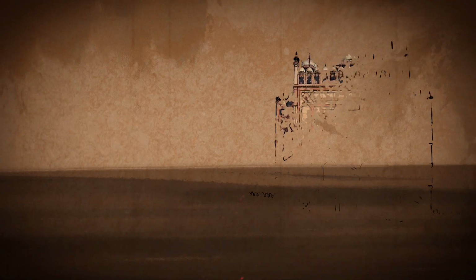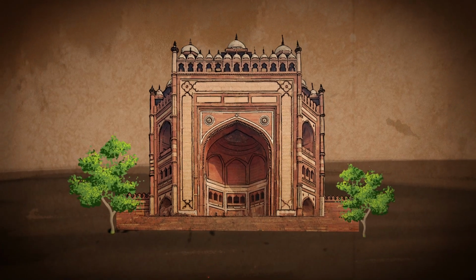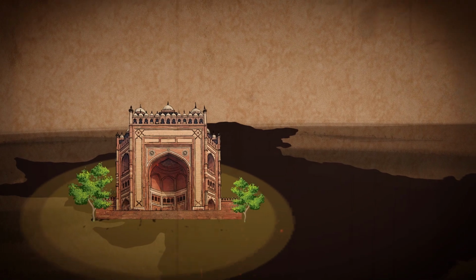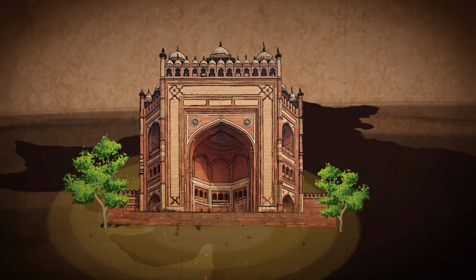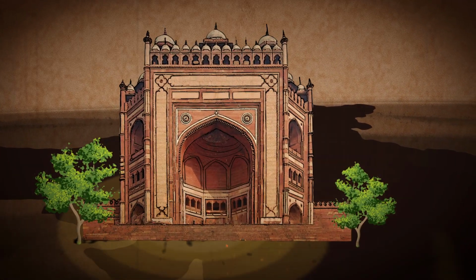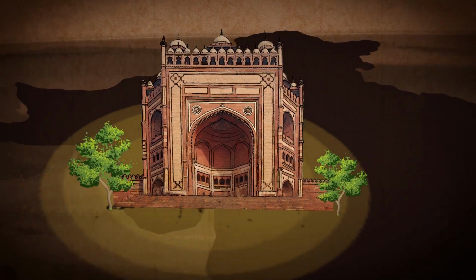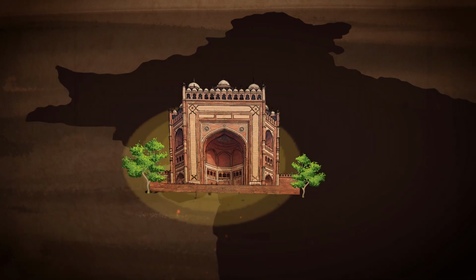The Buland Darwaza was added to commemorate Akbar's victory over Gujarat. It is the highest gateway of India and one of the biggest in the world. People from all over the world visit the tomb, which has a lot of marble lattice.